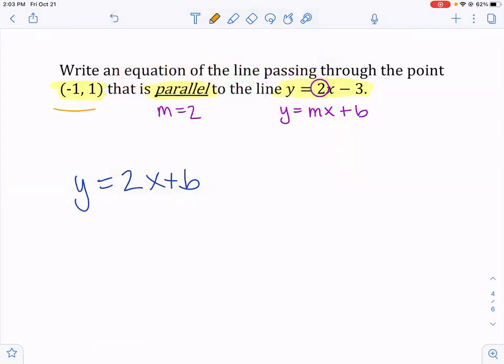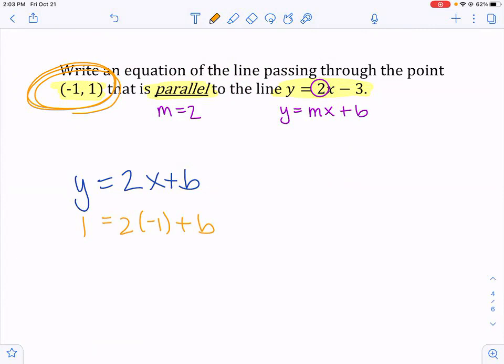Why would it be +3? We need to take this coordinate and make sure it goes through there. No, just hold on. Our coordinate is -1, 1. So we need to take -1, 1 and plug it in for x and y.